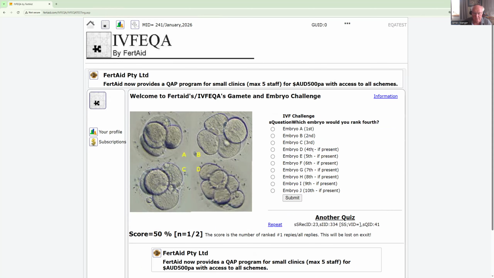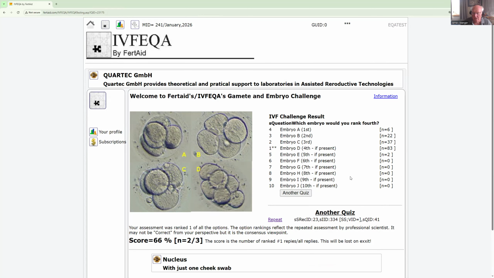Let's do another one. So here's a challenge. There's 4 embryos. Which embryo would you rank 4th? A, B, C, or D? And so this is a 2-cell embryo, day 2 embryo. And I would have to say that of this, I'm tempted to look at D because it's already starting to divide. But in fact, the 4th one, I'll probably say because it's going a bit fast. So I would rank that 4th. And the answer is that a majority of people would agree with me.